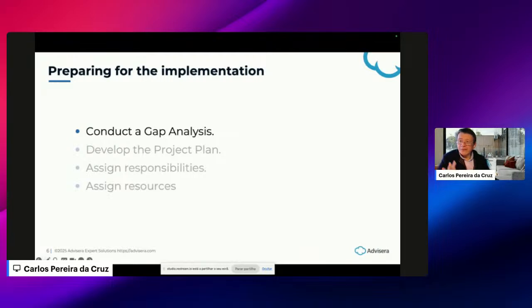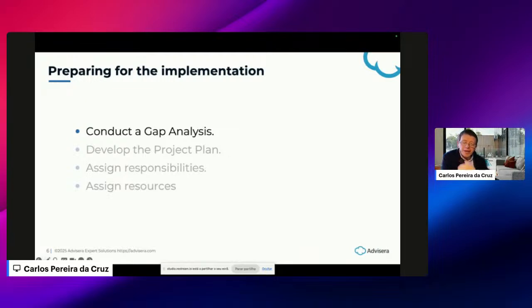Now, preparing for the implementation. So how to prepare for the implementation? Let's see. So first, perform a gap analysis to compare your current system with the standard requirements, okay? Identify what's already in place and what needs implementation. Use this analysis to create task lists, a list of tasks for each section of the standard, okay?